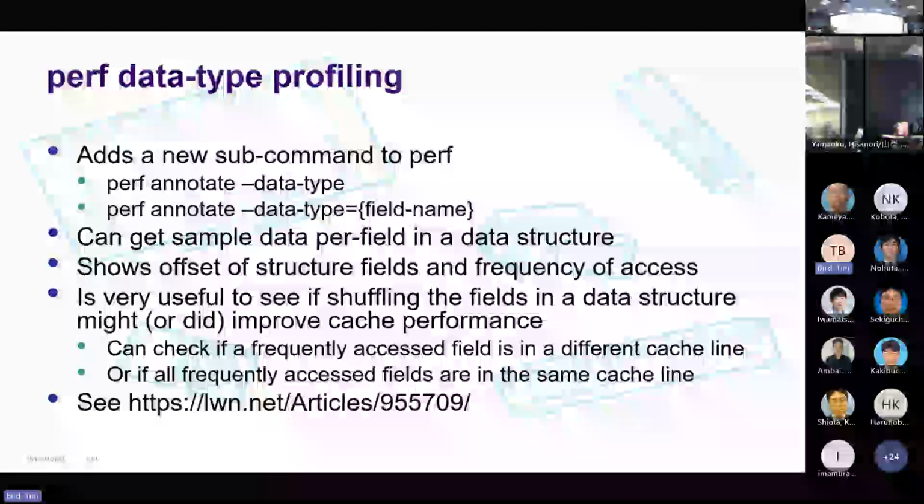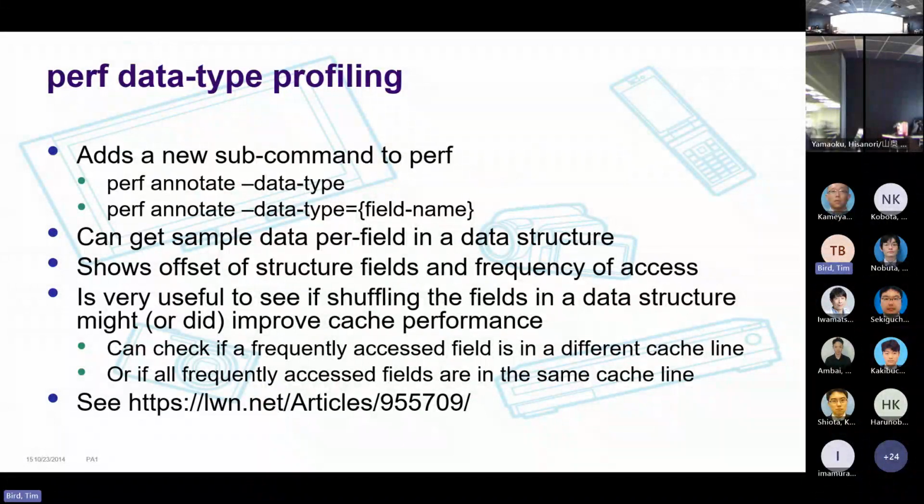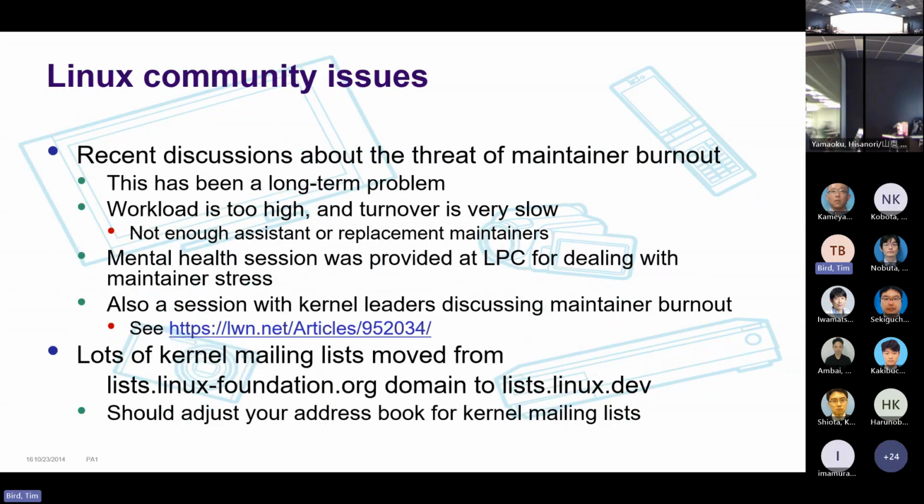Instead of guessing and trying to run benchmarks, you can actually get some hard data about the number of accesses and where the fields are, so what fields are going to be hitting the cache lines. So that's actually pretty good. I'm not going to talk too much about this.